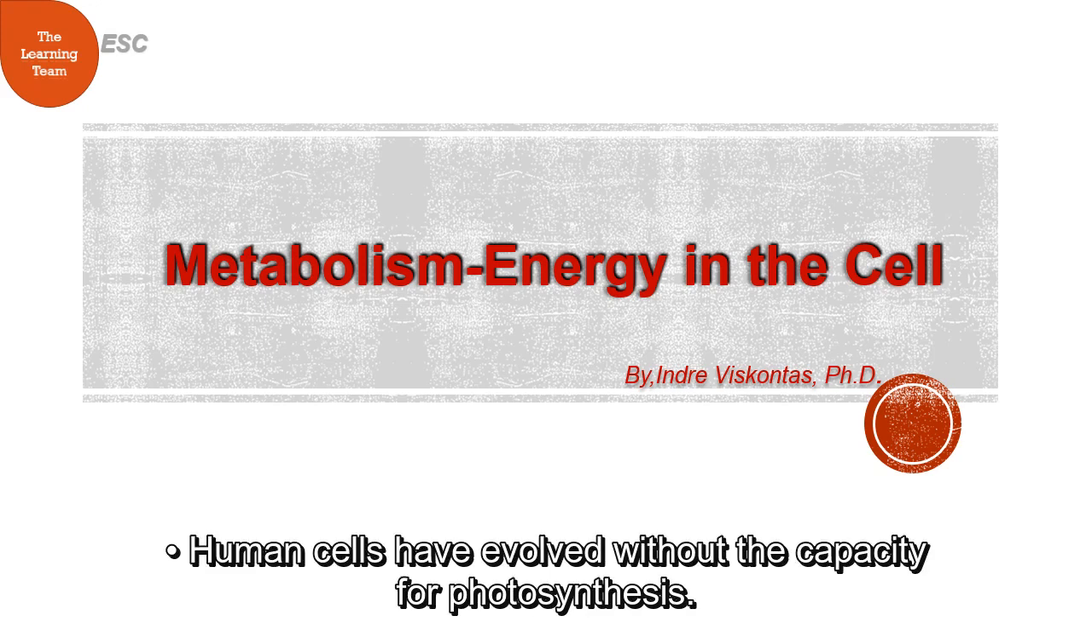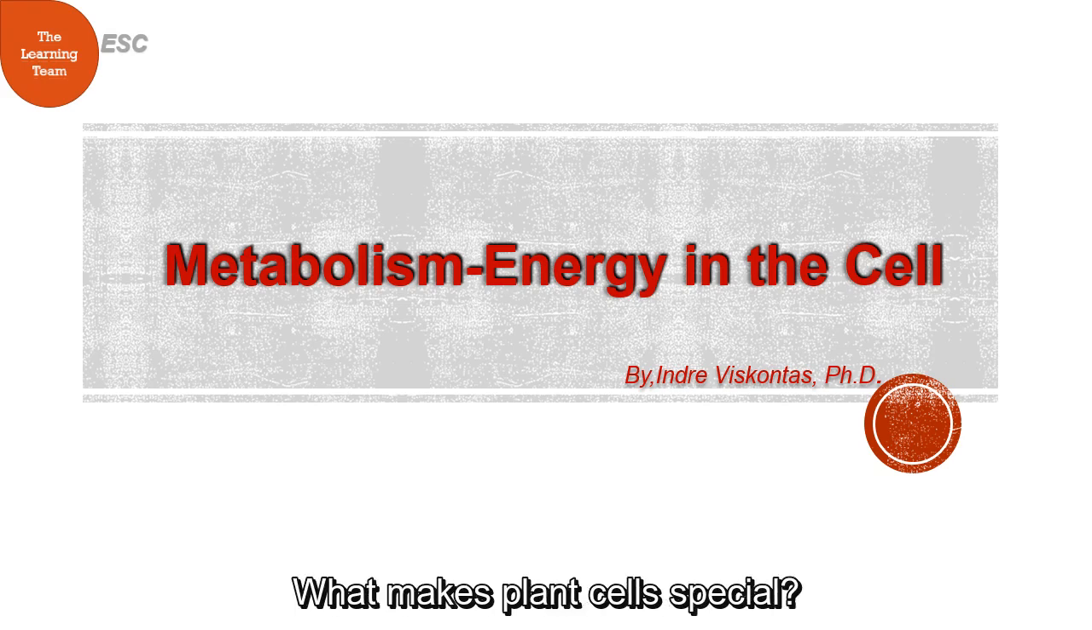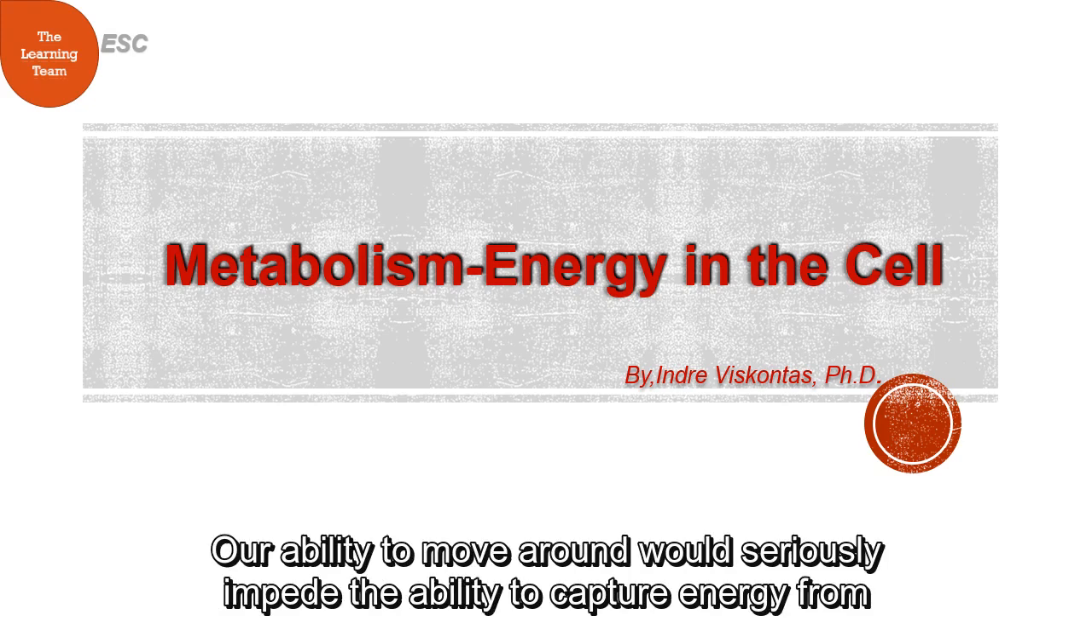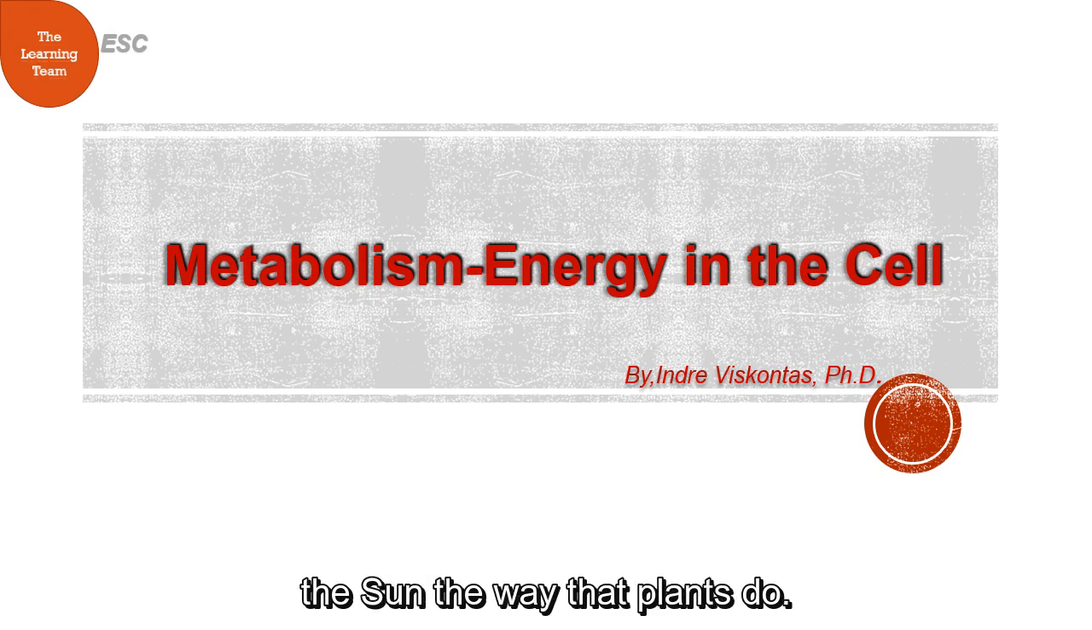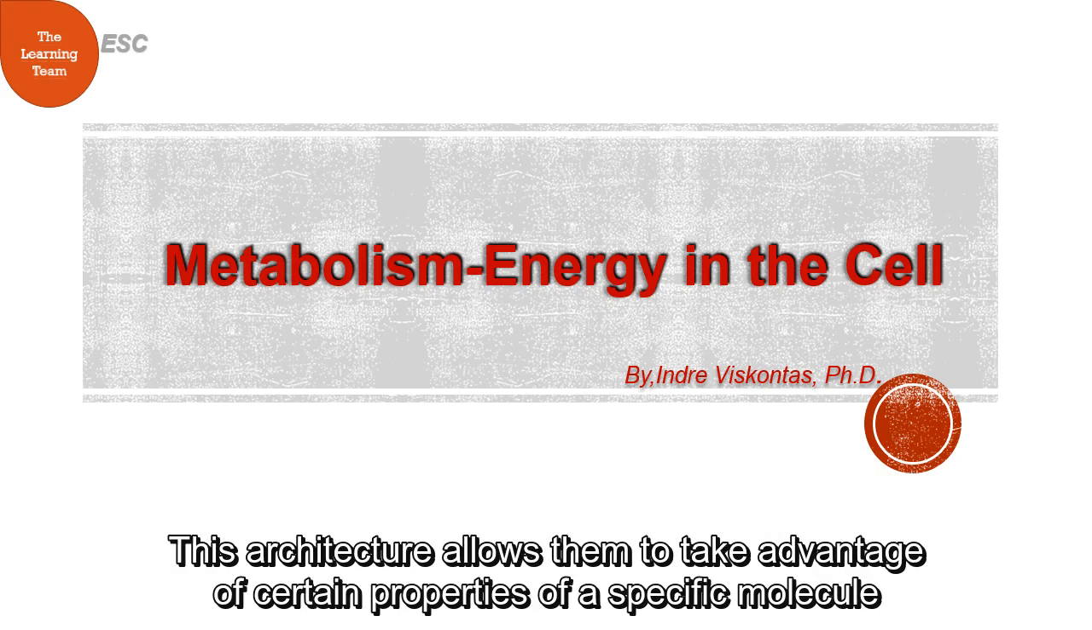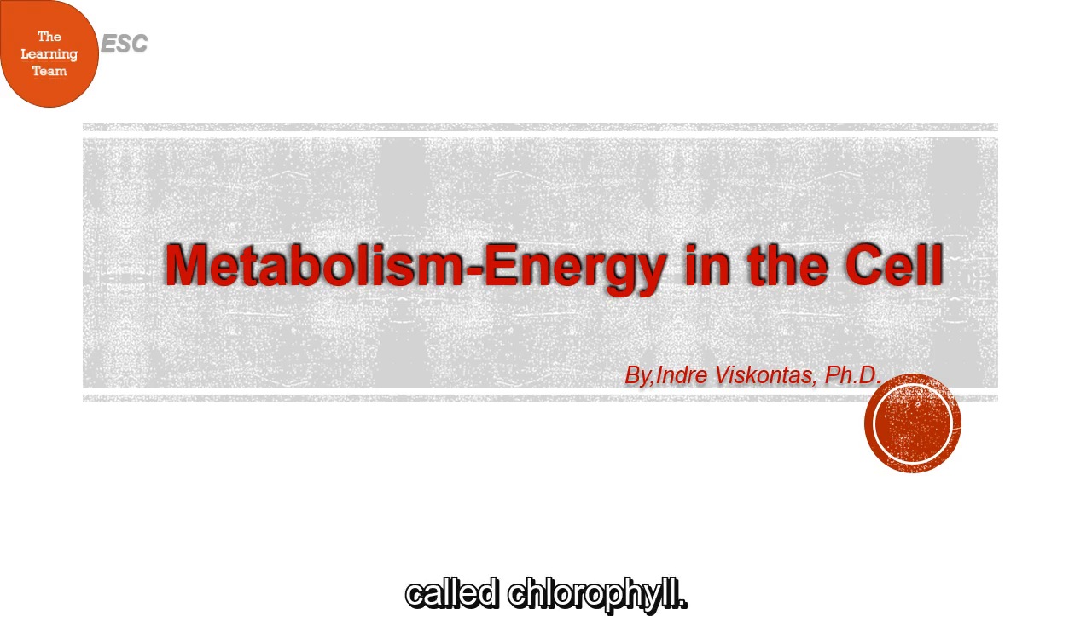Human cells have evolved without the capacity for photosynthesis. What makes plant cells special? The answer lies in part in their structure. Our ability to move around would seriously impede the ability to capture energy from the sun the way that plants do. Our cells are squishy and mobile, plant cells are much more stable and structured. This architecture allows them to take advantage of certain properties of a specific molecule called chlorophyll.